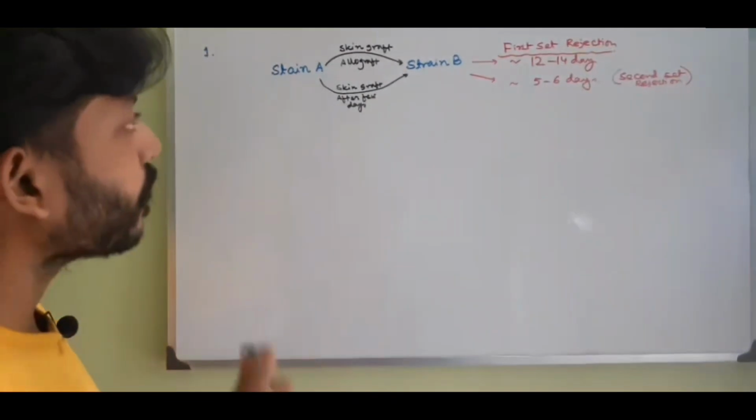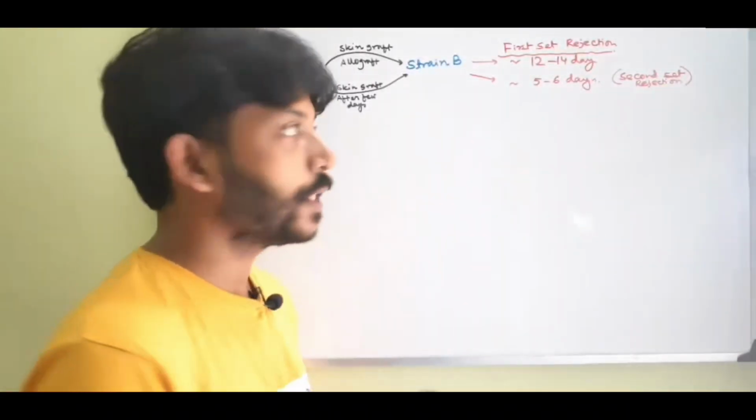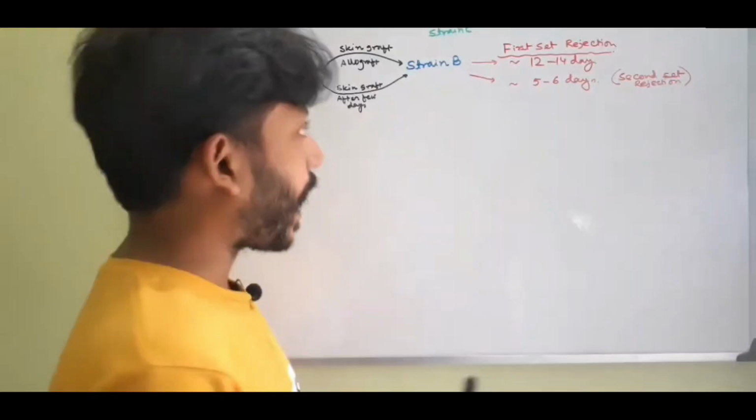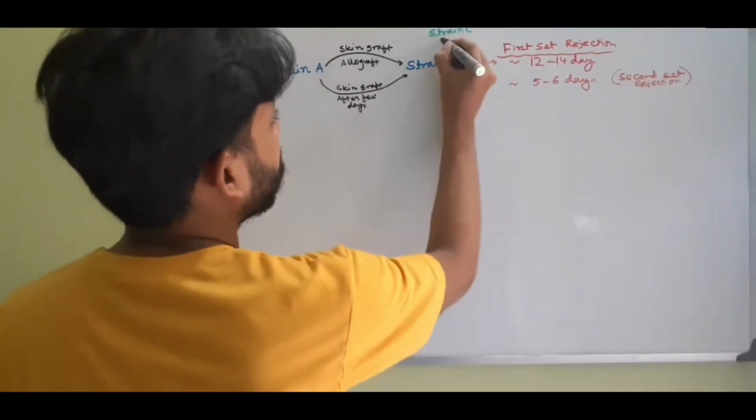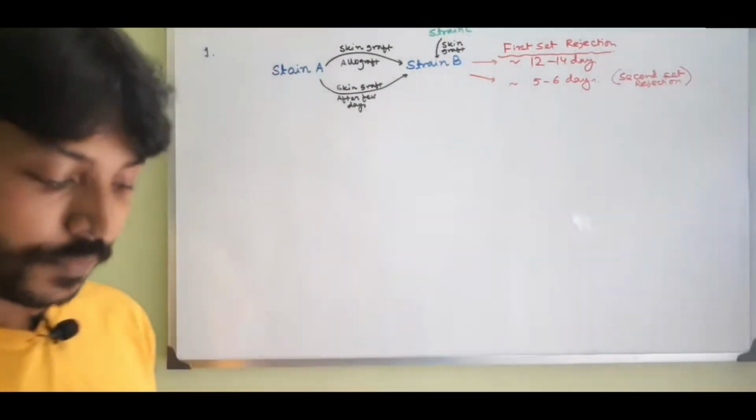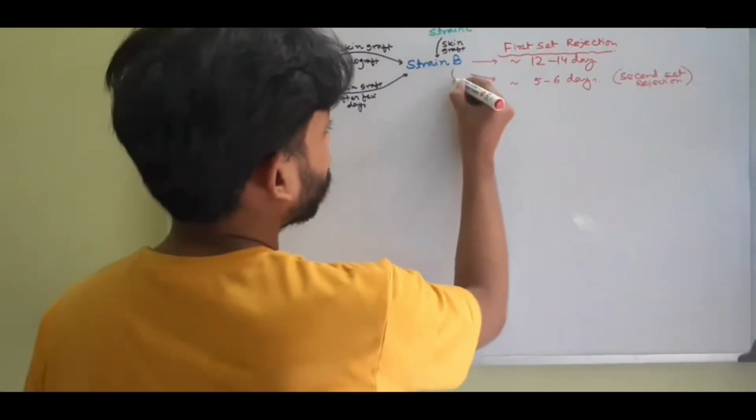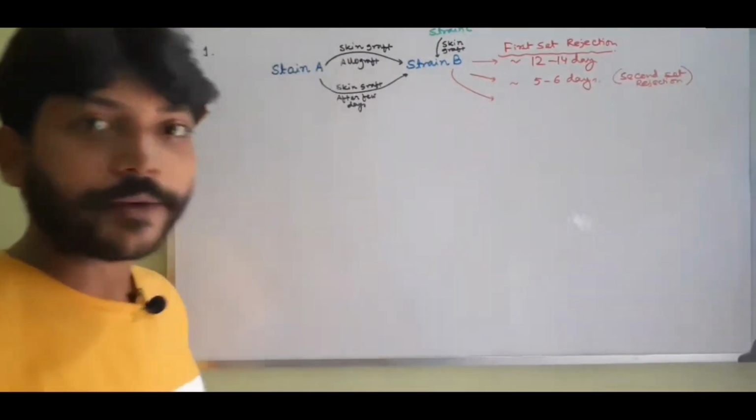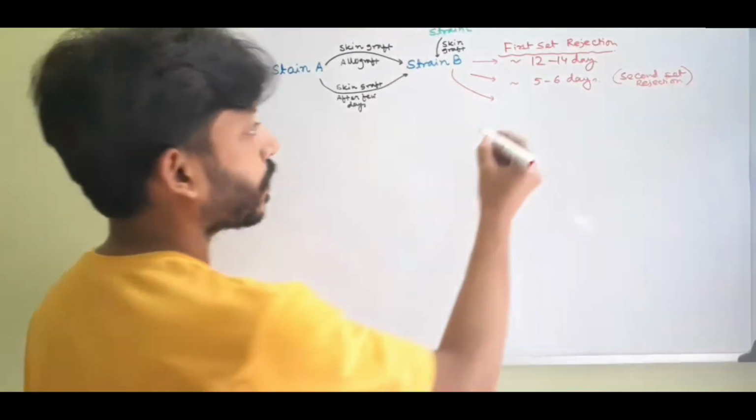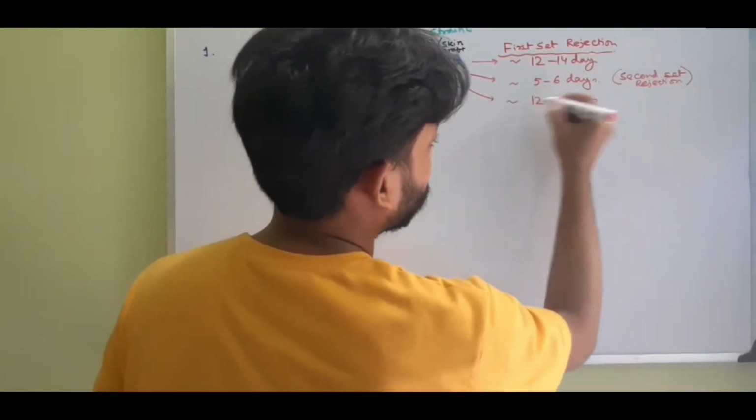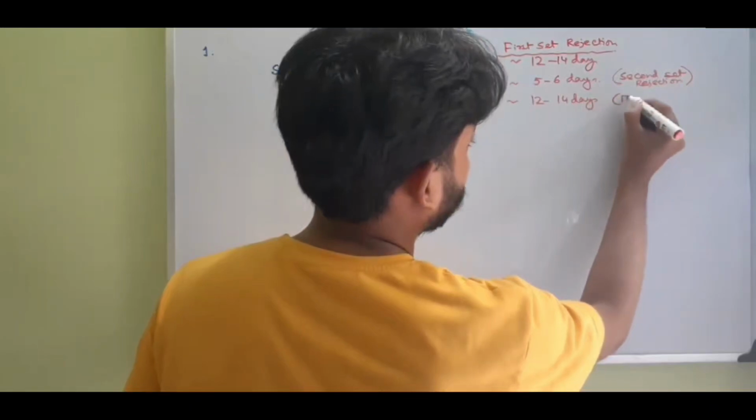They performed another very simple experiment. They took another strain, let's suppose strain C, and grafted skin from strain C mice, and they found that strain B mice rejected the skin graft from strain C and took approximately 12 to 14 days. That means this mouse is showing the first set rejection.